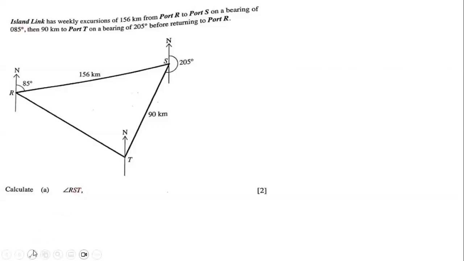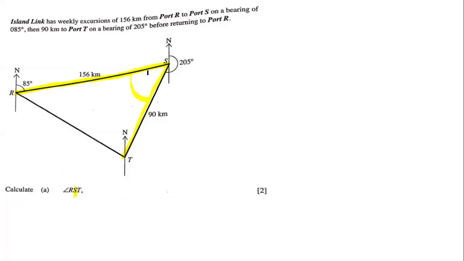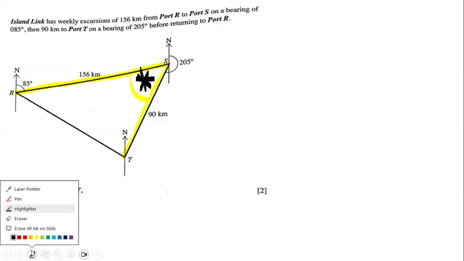So let's first label RST, and our goal is to figure out what is the size of RST. So this is R, S, and then T. They actually want the angle in the middle right there, S. So our goal is to figure out what is the size of angle S. That's the goal. What is the size of angle S? That's what we have to figure out.